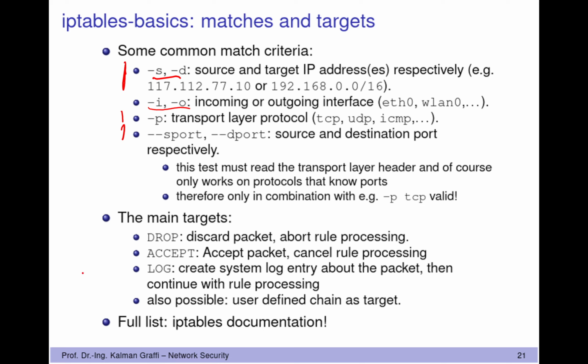What could be your possible results? You could drop it, meaning to delete the message. You can accept it, meaning to pass the message, or you could log the message, typically in addition to dropping or accepting it. Okay, so this is the very basic building block. Typically you have 7 options for the criteria, and you have mostly 2 possible outcomes of this filtering decision.